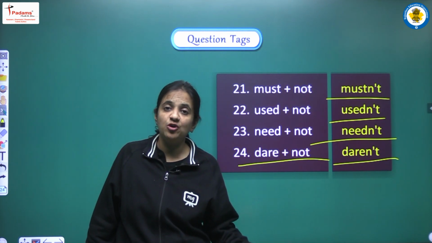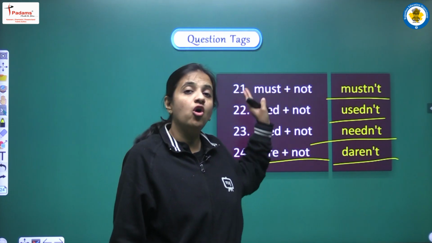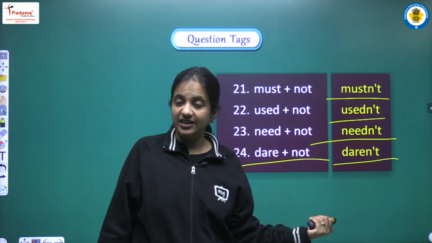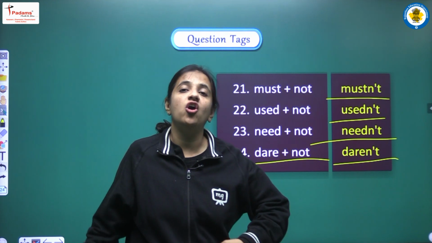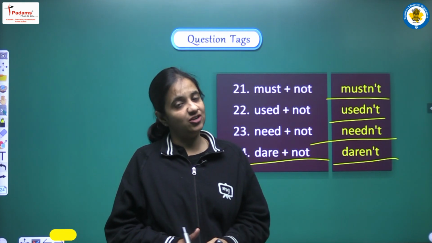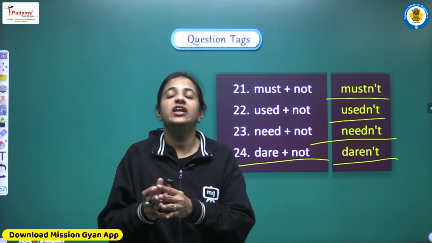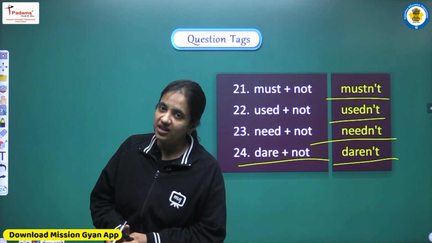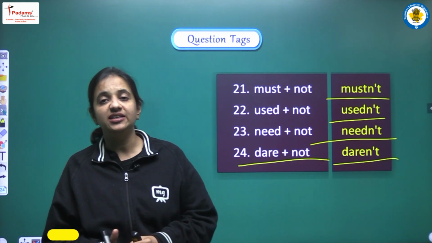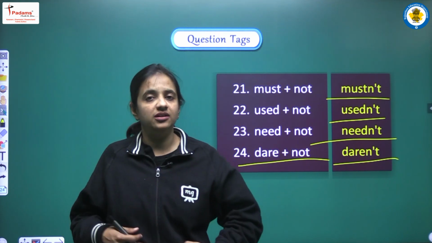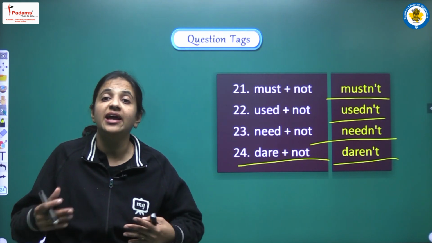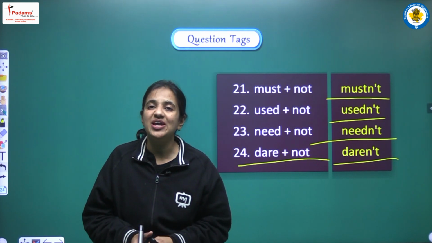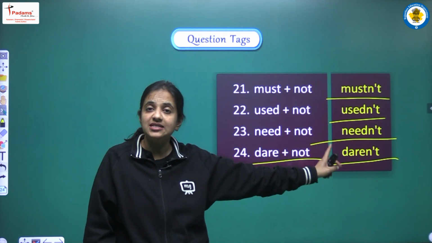Whichever auxiliary you get, we have covered all the auxiliaries in this table. So just read the table very carefully, just read all the contractive forms, all the short forms of each and every auxiliary verb, right? If we have to write the negative form of the verb, if we have to make a negative tag, then we have to add not with the auxiliary verb, and then we have to write the short form in this manner.